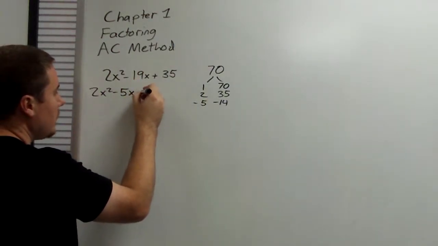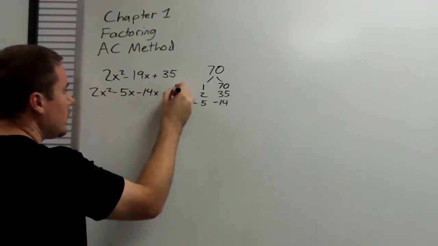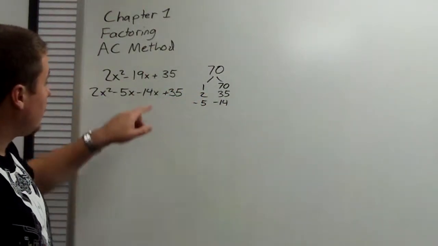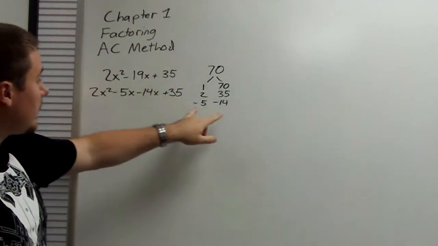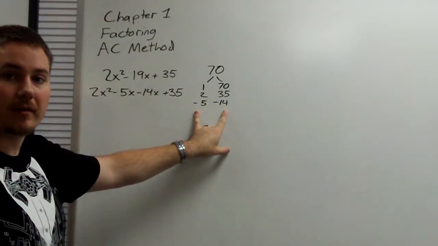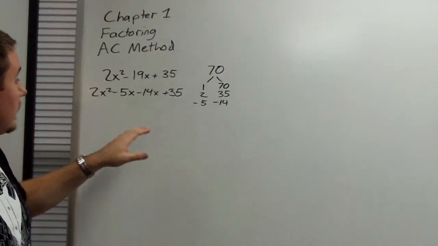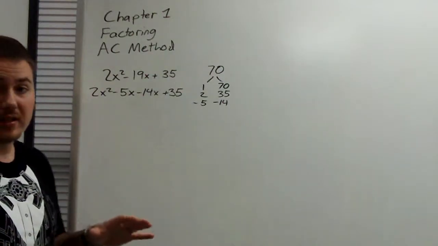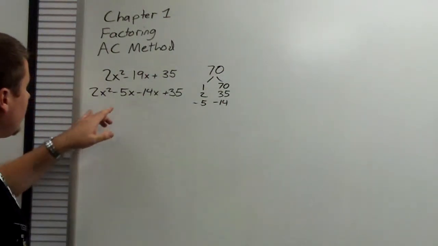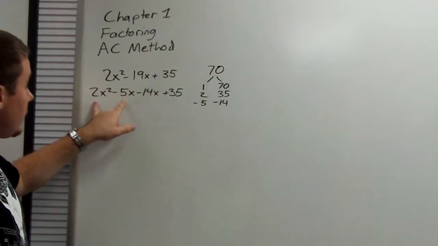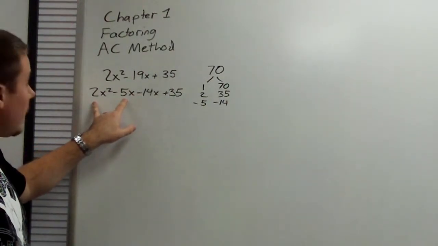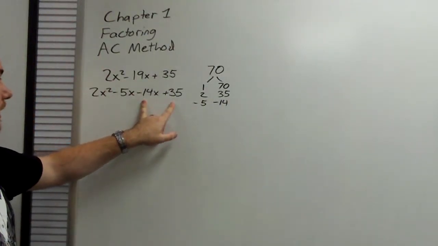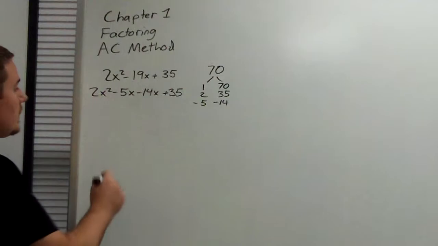Minus 5x minus 14x plus 35. Now notice that I haven't changed the problem at all. I've just split the middle term into the two pieces that were dictated by our factoring. So at this point, if you haven't seen the video on factoring by grouping, or you don't know how to factor by grouping, I would suggest you go look at that video now. So notice that there's a common ratio between these two terms, 2 to negative 5 and 14 to 35. They both have a 2 to negative 5 ratio. That means we can proceed.